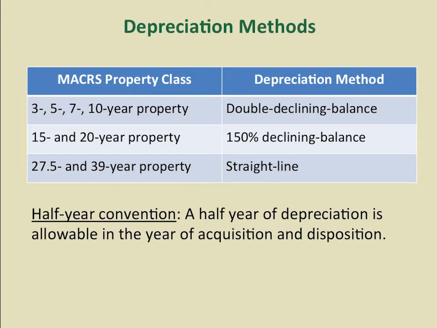In terms of depreciation method, tax laws are very specific. For example, for the 3, 5, 7, 10-year property, the double declining balance method needs to be used. For 15-year and 20-year property, the 150% declining balance method will be used. For 27.5 and 39-year property, the straight line method will be used. And in the year of acquisition and disposition, only half of the depreciation expense using those methods is allowed.